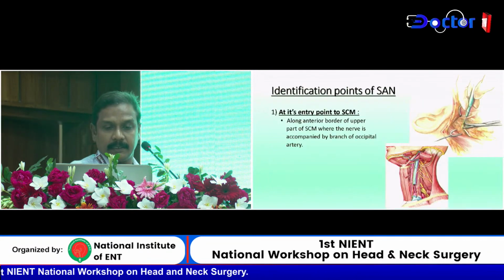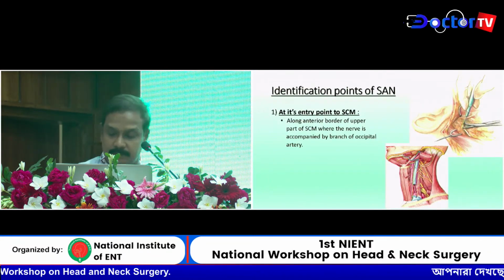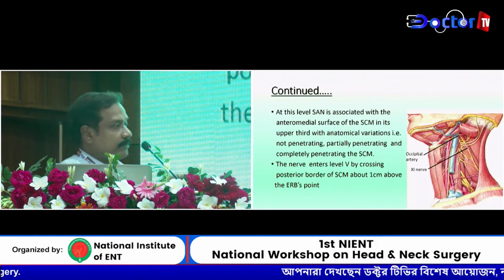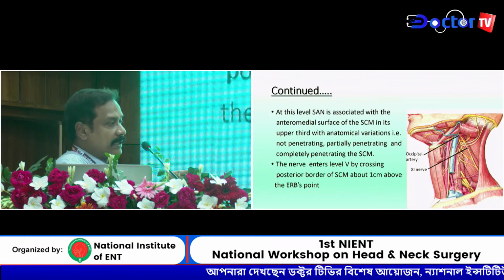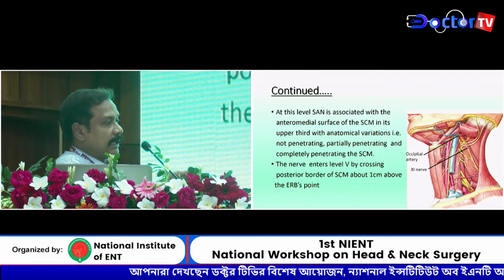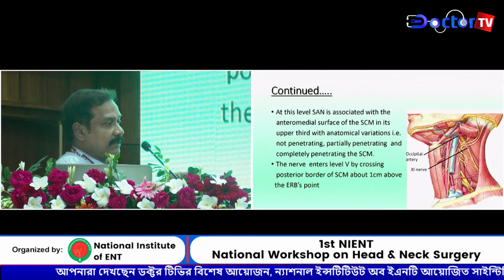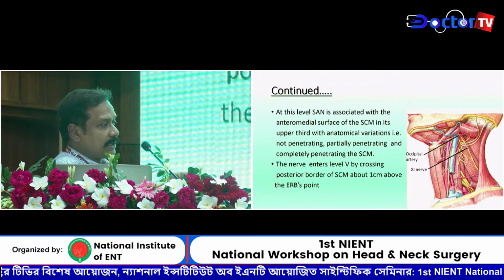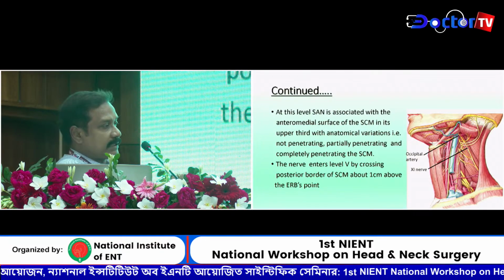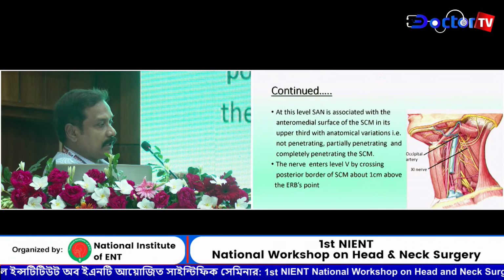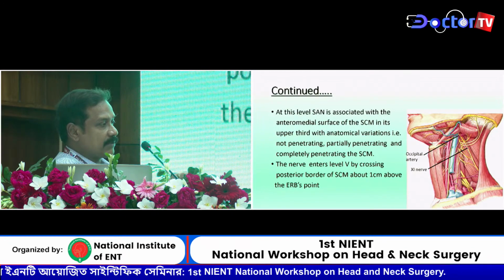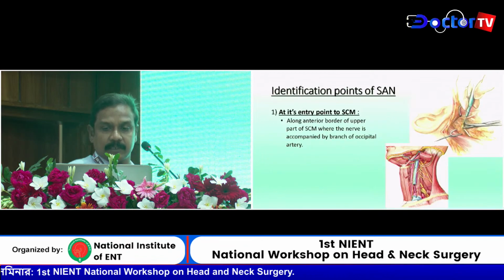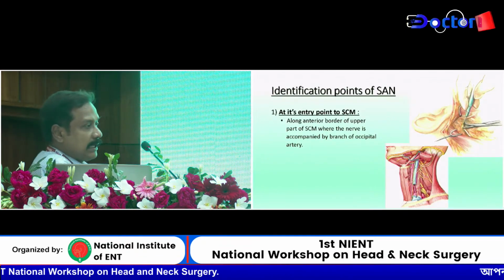Okay. Then the identification. One of the important things is that at this level the spinal accessory nerve is associated with the anterior medial surface of the sternocleidomastoid muscle in its upper third, with anatomical variation: not penetrating, sometimes partially penetrating, or completely penetrating. The nerve enters level 5 by crossing the posterior border of the sternocleidomastoid about 1 centimeter from Erb's point. Now the identification points of the spinal accessory nerve during surgery.